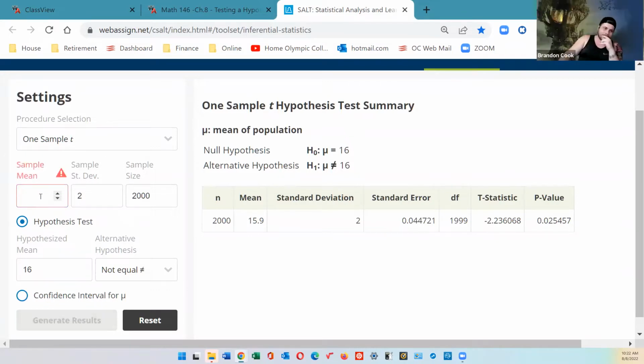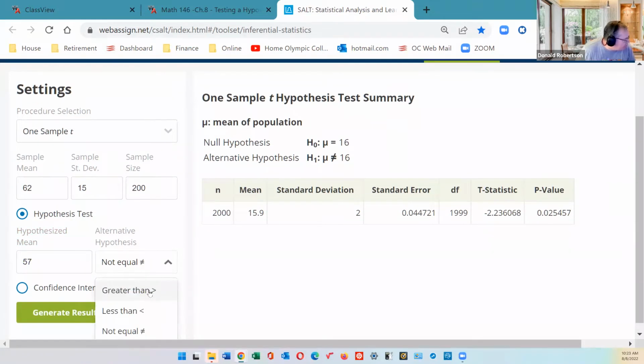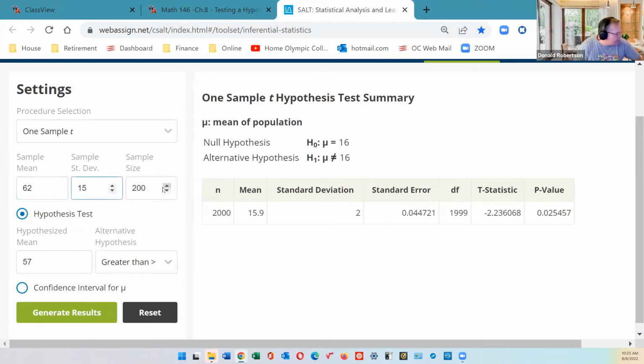Yeah, that could happen. So I'm going to put in the 62 that we got. Standard deviation of 15. And our sample here was 200. And the mean was 57. And we're trying to see if we can prove that it's bigger than 57, right? So 62, standard deviation 15, 200 people. Is it bigger than 57? Everything's set up. When I hit generate results, we're going to go there, right? That's the important place to go looking. And let's see what we get.